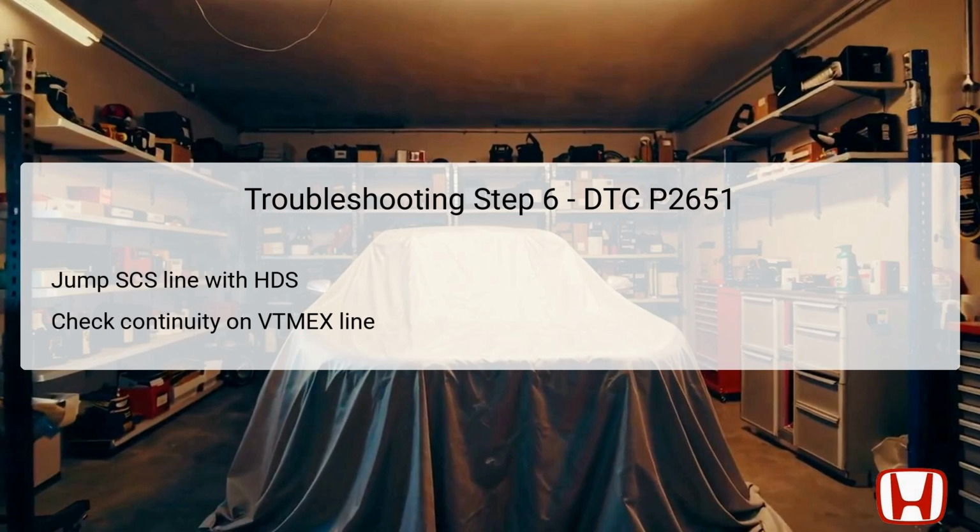If continuity is present, this suggests that the wiring is intact and operational, leading to the next troubleshooting step. However, a lack of continuity would confirm an open circuit in the VTEC wire, necessitating repairs. The integrity of this line is essential for maintaining proper communications within the VTEC control system.